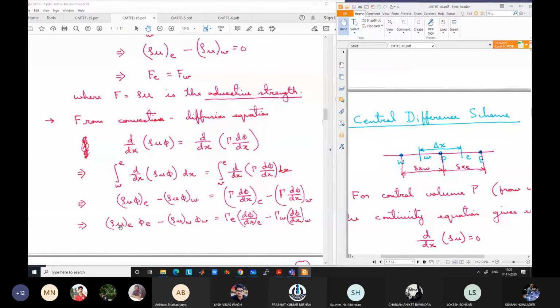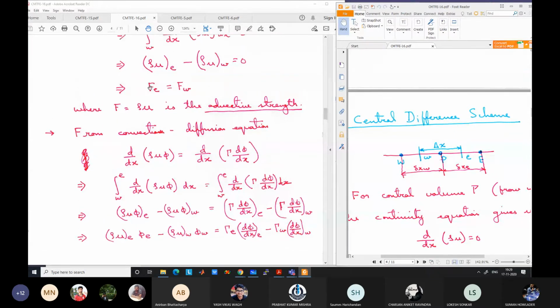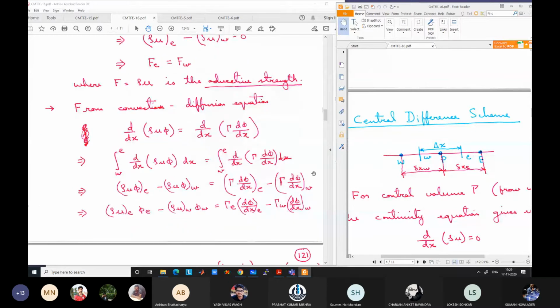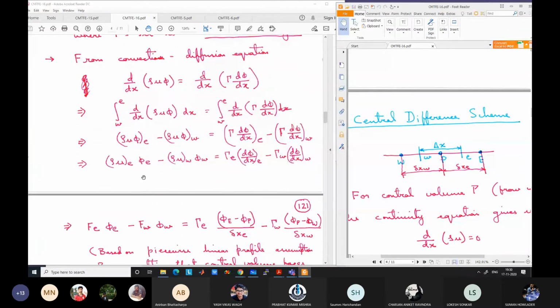So we can write this term as rho u at east into phi east. We write rho u separately because this is nothing but F_e, the advective strength at the east interface, multiplied by the value of phi at the east interface. Remember, we do not know the value of phi at the east interface. We have to interpolate based on the grid point values. Previously, we had taken linear interpolation between the grid points for the diffusive terms. So here also we are going to start with this simplest example.